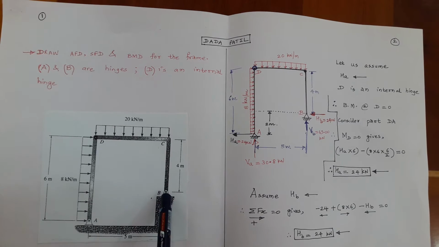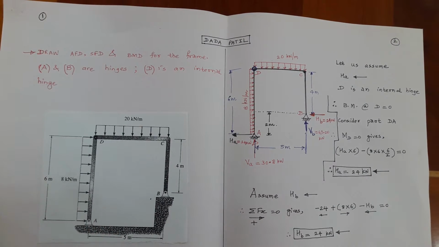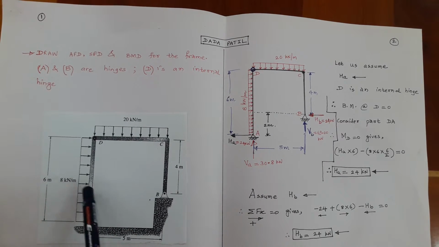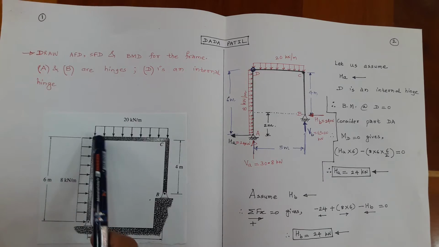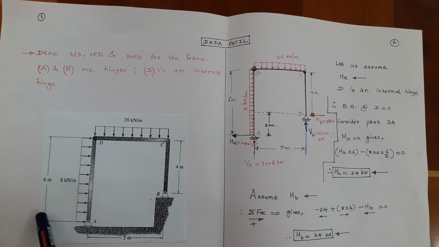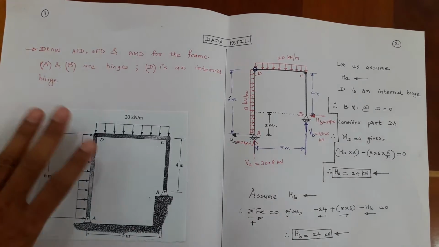A and B are the external hinges, whereas D is an internal hinge. Now column AD carries 8 kN per meter load, whereas beam DC carries 20 kN per meter load. This is 4 meter, this is 6 meter, and it is separated by a distance of 5 meter.